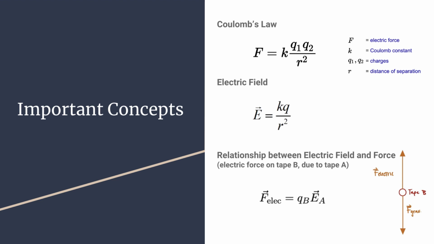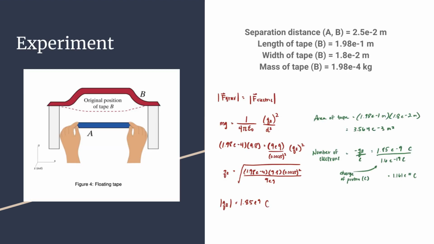Secondly, the electric field is the force created by a charged particle. The units for the electric field are newtons per coulomb, and it is calculated via the formula E equals the product of the Coulomb's constant and the charge divided by the squared distance. Lastly, more specific to this lab, we'll be analyzing the relationship between the electric field and the force. In this case, the electric force on tape B due to tape A is given by the formula electric force equals the product of the charge of tape B and the electric field of tape A.